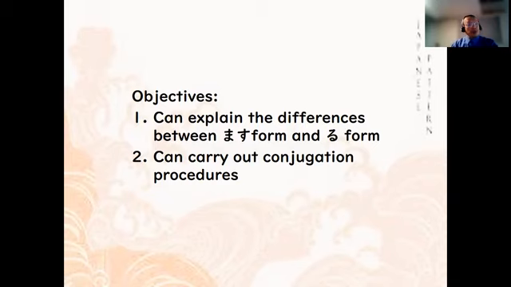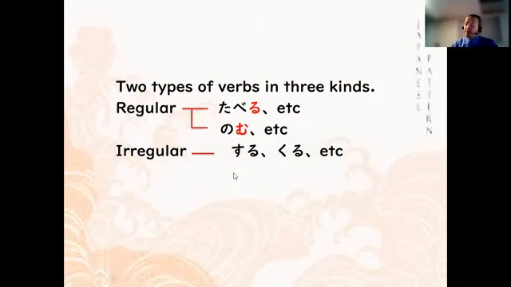All right. So quickly, in Japanese, we have two types of verbs, but in three kinds. One is the regular, one is the irregular. And I'm not going to talk about irregular much because it's irregular. You just need to remember them. And there are very few. We only have suru and kuru in Japanese. So pretty simple. Let's not talk about irregular.